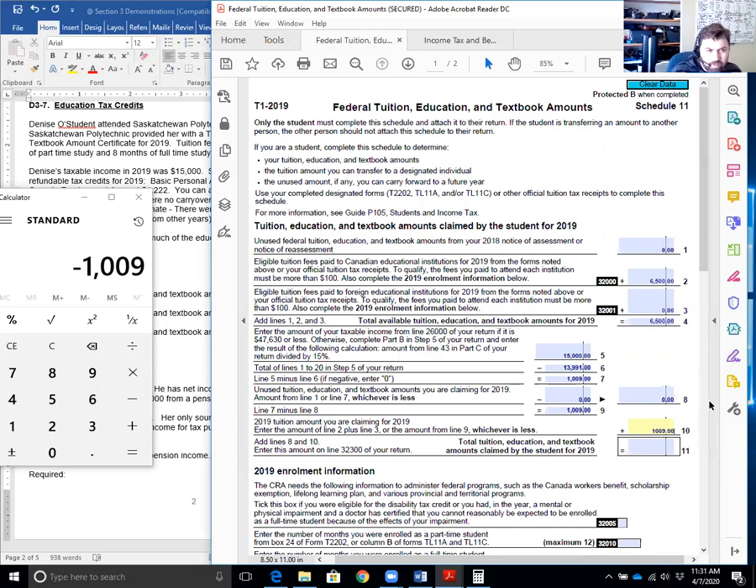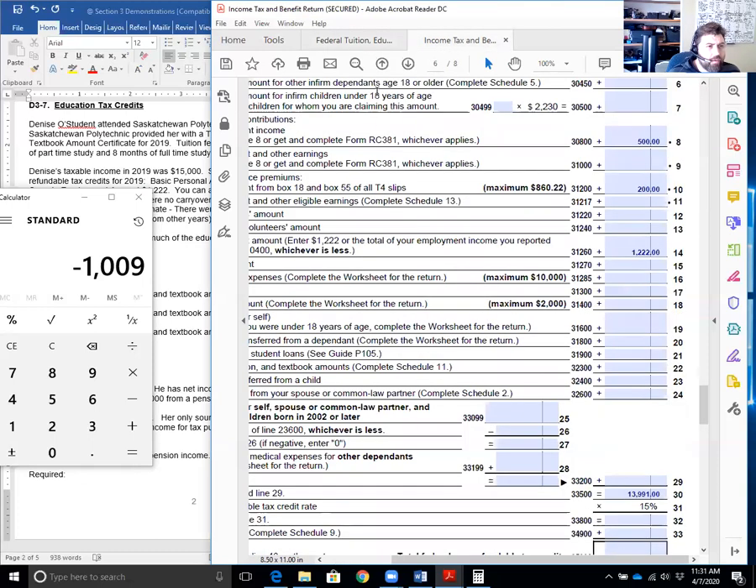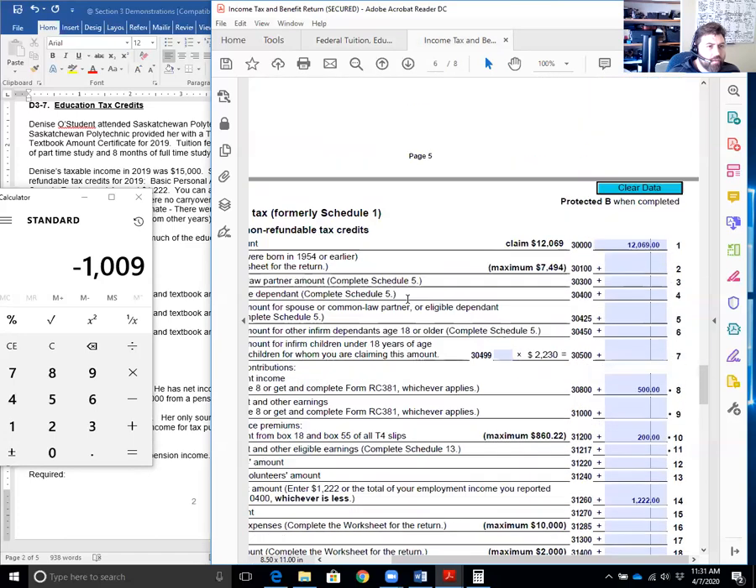So what is CRA making us do when they have us choose whichever is less? What they've done here is we already get $13,991 worth of tax credits, and we are in the lowest tax bracket, earning $15,000. Okay, let's go take a look at the tax brackets.